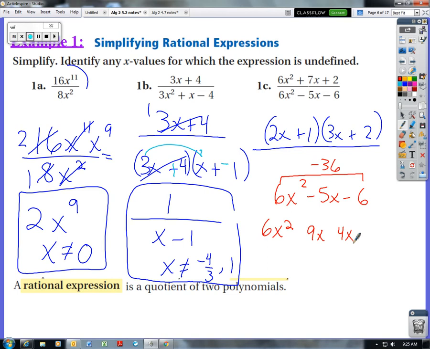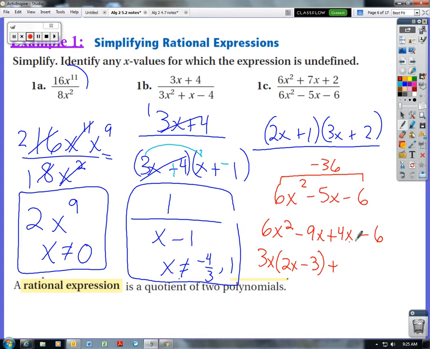One has to be positive, one has to be negative, and they have to add to negative 5. So that means the 9 has to be negative and the 4 has to be positive. And then bring down the negative 6, the minus 6. Then the next step is to factor by grouping. So we look at these and factor out the GCF. That's 3x. And then divide this by 3x and you get 2x. Divide this by 3x and you get minus 3.